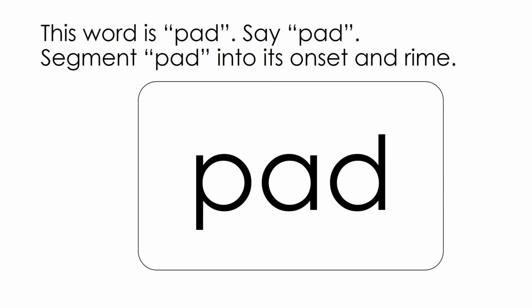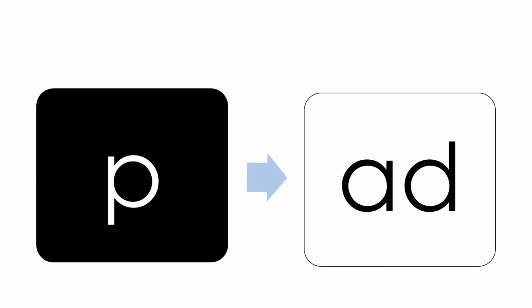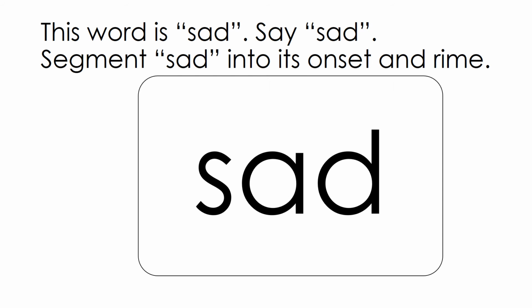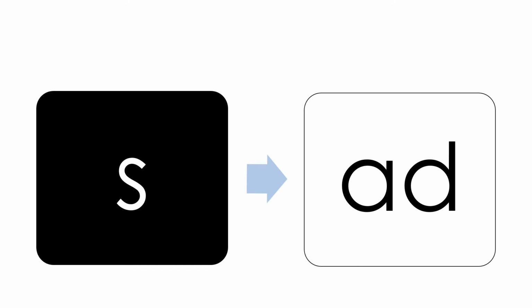This word is pad. Say pad. Segment pad into its onset and rhyme. P. Add. This word is sad. Say sad. Segment sad into its onset and rhyme. S-add.